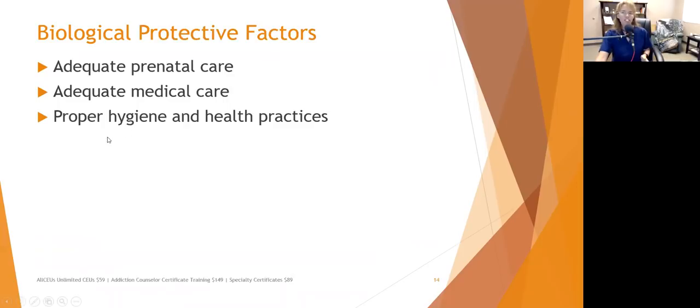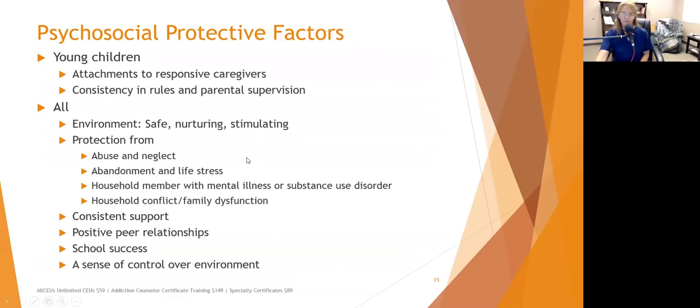And poor hygiene and health practices, wash your hands so you're not getting those potential harmful agents in your body. Get enough sleep and eat enough good nutritious foods so your brain can do its job. We need to keep the brain healthy, and those are the ways to protect yourself biologically. Psychosocial protective factors. Now I'm going to start out with young children because they're unique.